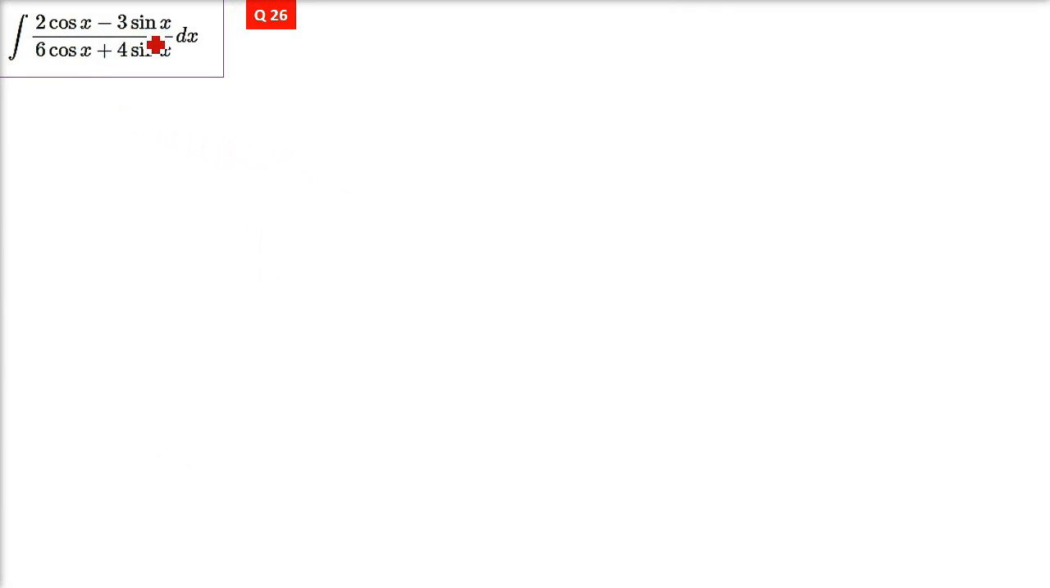Now the next question: 2 cos x minus 3 sin x over 6 cos x plus 4 sin x. Those who have done a question like this will take 3 common from the denominator. You'll get 3, and 3 2s are 6, and you can take 2 common because you need the numerator. So this is 3 cos x, and you take 2 out, it will be 2 sin x. When you differentiate this 3 cos x plus 2 sin x, you are going to get the numerator directly.